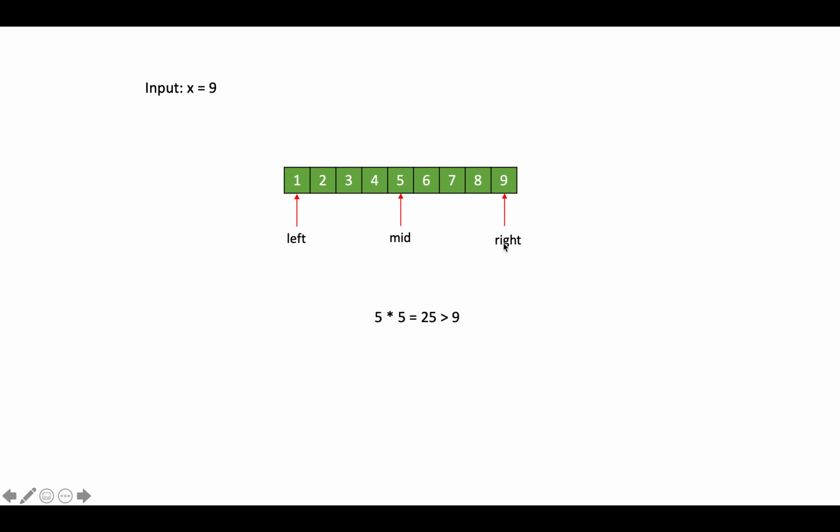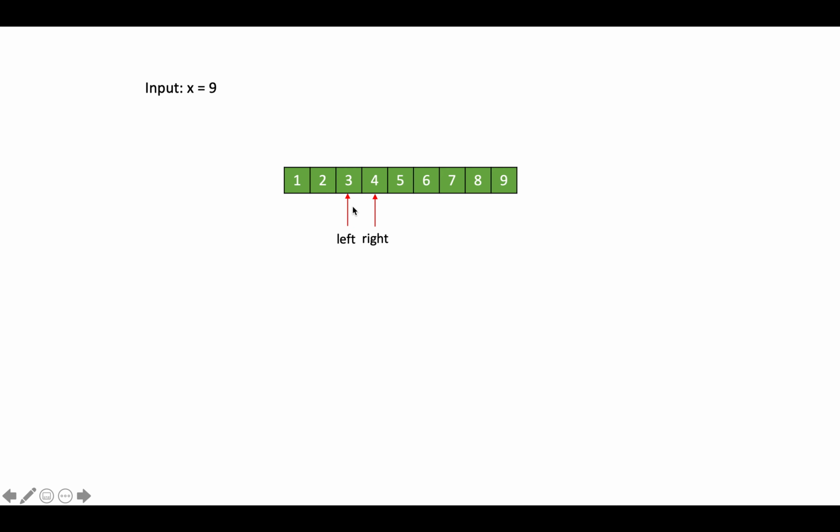So we move our right pointer to here, and then we keep searching. We first find our midpoint, which is here, and we compare the midpoint with our square root. 2 times 2 is 4, which is smaller than 9, so we know that 2 is smaller than the square root of 9. So our target cannot be in this part, and we move our left pointer to here, to 3.